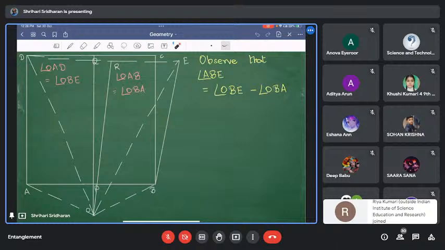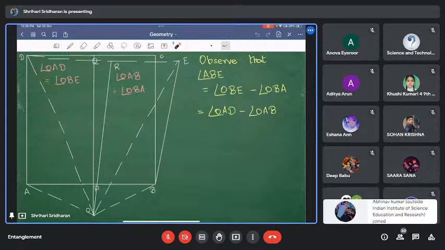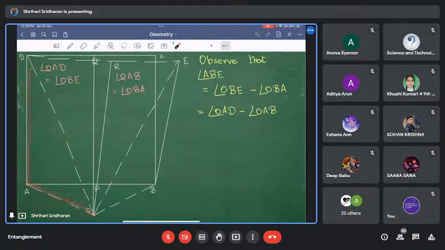Now observe that angle ABE, this is an obtuse angle. This is what we said, right? But angle ABE can be written as angle OBE minus angle OBA. That's what I have. But what is angle OBE equal to? My angle OBE is equal to angle OAD. And angle OBA is nothing but angle OAB. So I have angle OAD minus angle OAB, which is nothing but angle BAD. Now how bad is that?